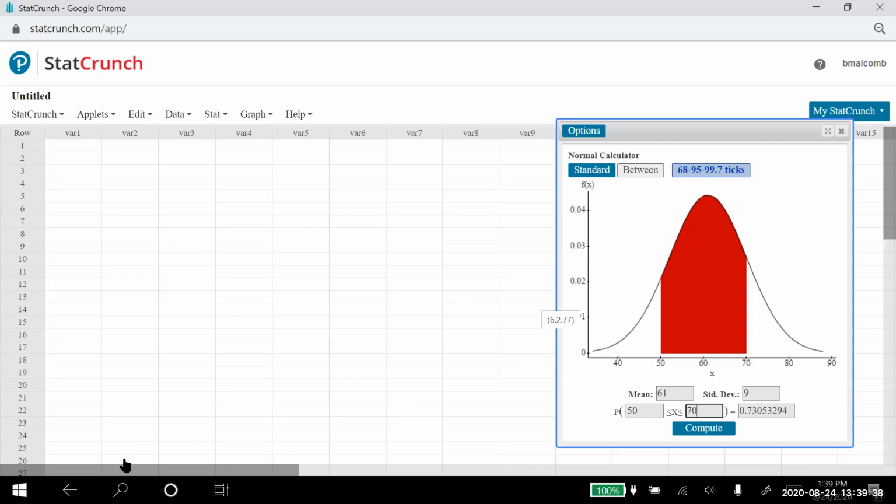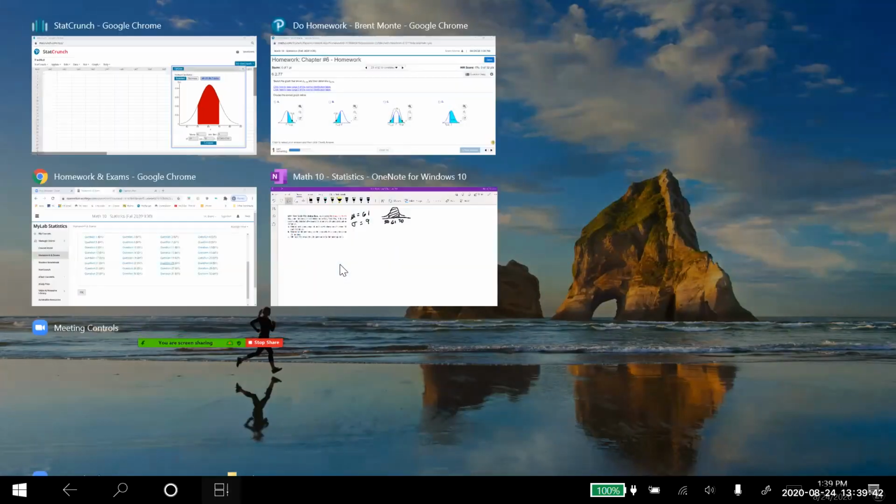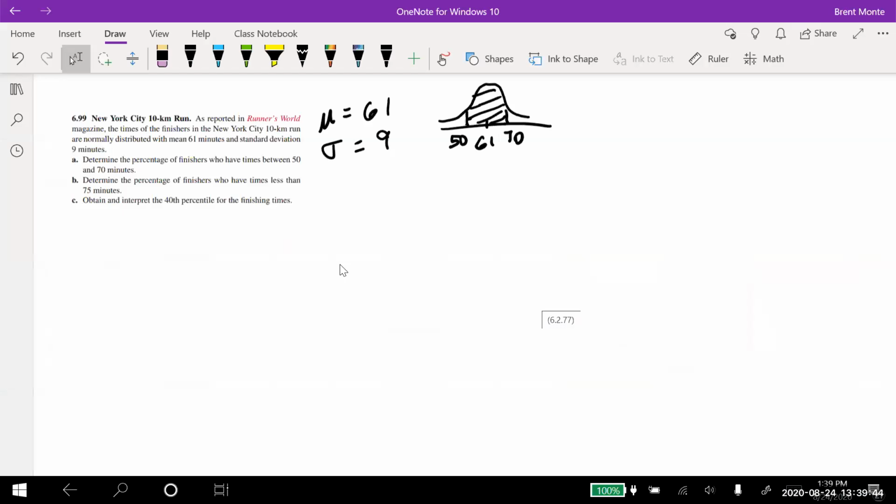Okay, so let's go back in here, 0.7305. Easy enough. Now I want to do one with finishers who have times less than 75 minutes.